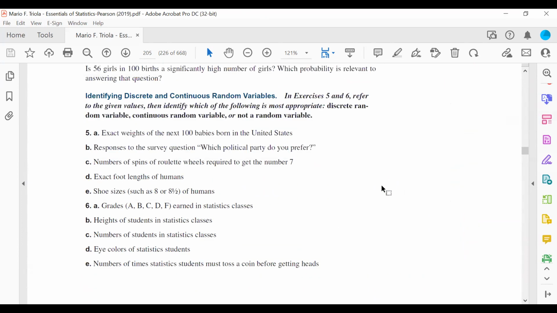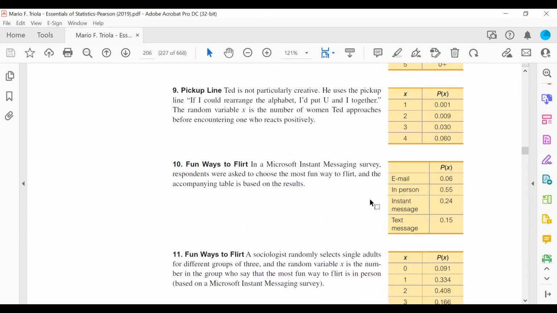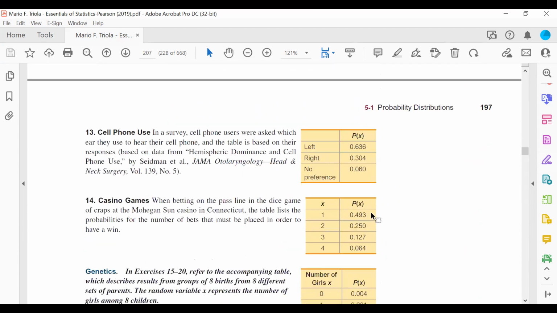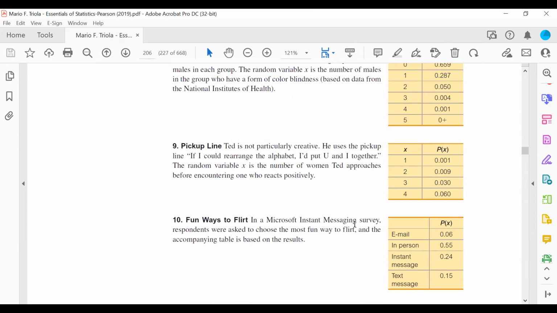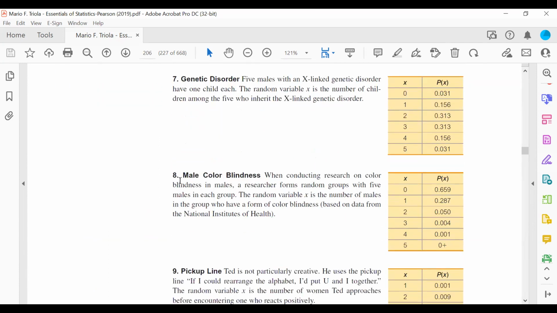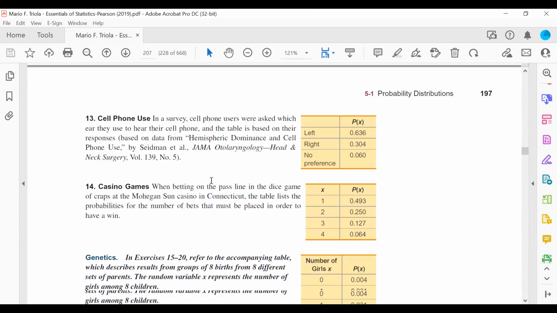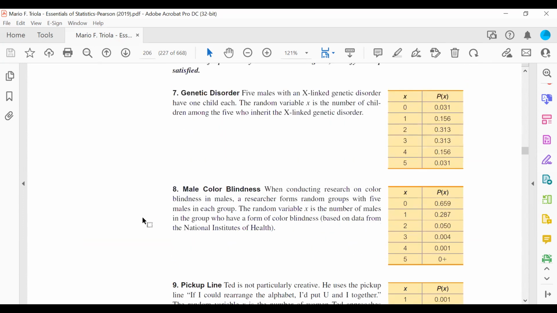All right, you have 7, 8, 9, 10, 11, 12, 13, 14. So there are 14 problems that you can practice on. And the only thing you have to do first, I know it says you have to do more stuff, but for now, you want to make sure that the tables are accurate. So all you have to do for now is to see if those 7, 8, 9, 10, 11, 12, those 7 tables are correct.